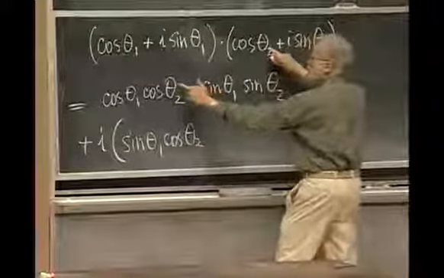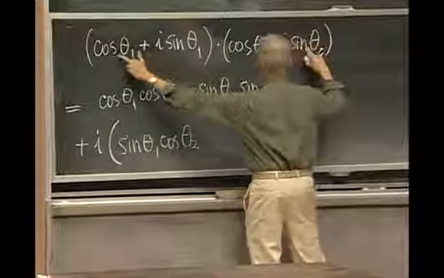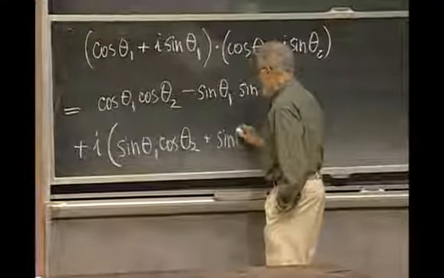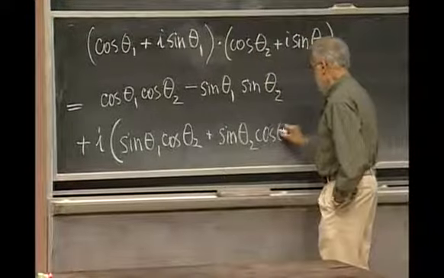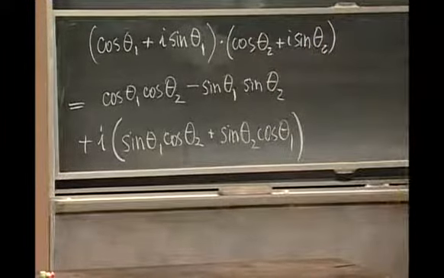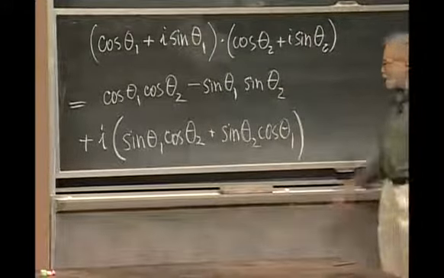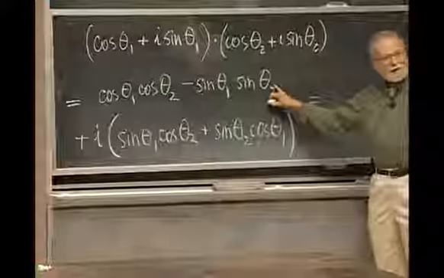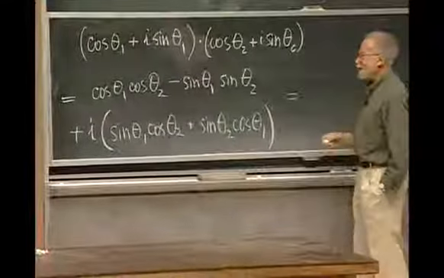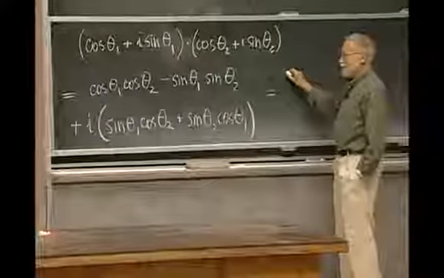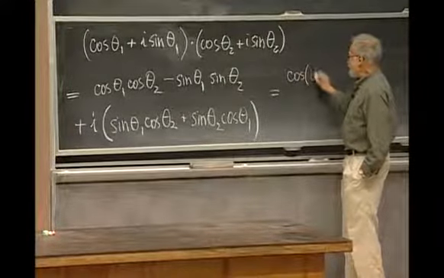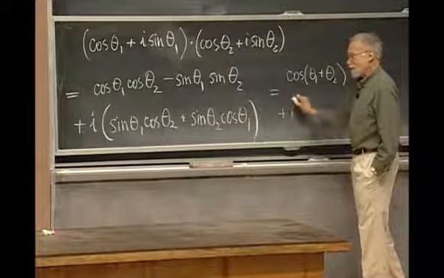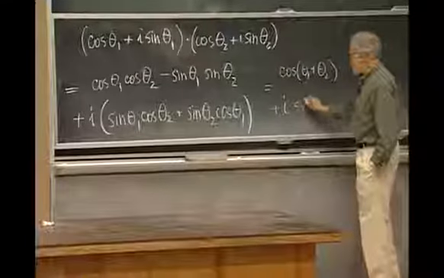And the other factor will be cosine theta 1 sine theta 2 plus sine theta 2 cosine theta 1. Well, it looks like a mess, but again, high school to the rescue. What is this? The top thing is a disguised form of cosine of theta 1 plus theta 2. And the bottom is sine of theta 1 plus theta 2.